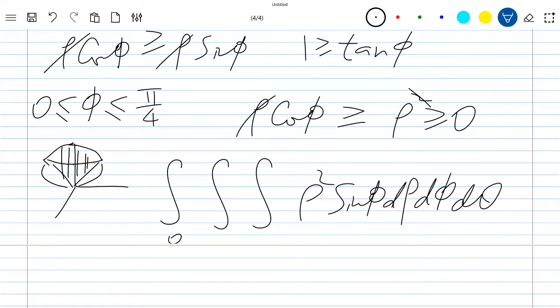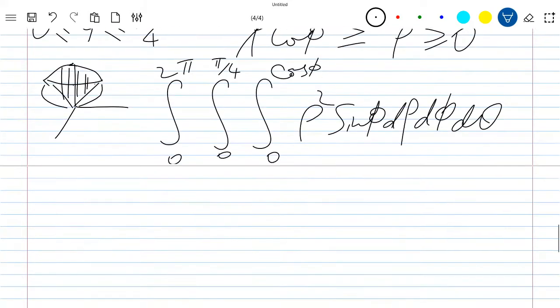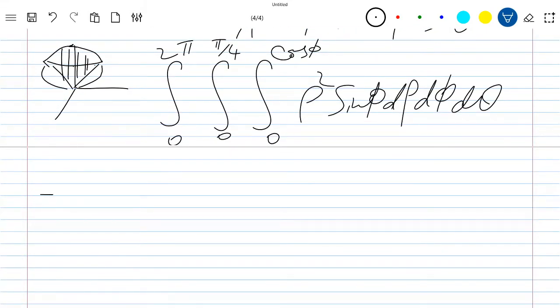And for theta, it's 0 to 2 pi. And for phi, it's not 0 to pi anymore. It's only from 0 to pi over 4. And for rho, it's from 0 to, not a constant here, 0 to cosine phi. Alright, let's just do the integral. For theta, it's just 2 pi.